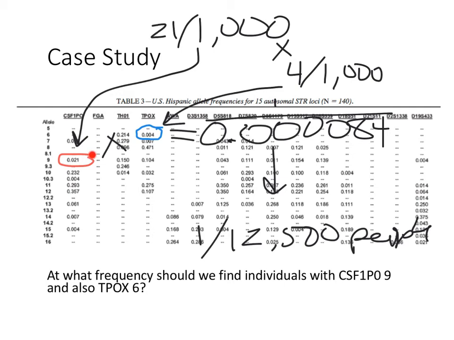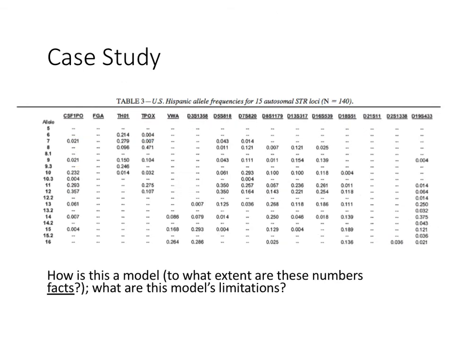So what's 2.1% of 140? That's the number of times they would have seen that allele in that small group of people. Okay. Yep. And this brings up a really important point.